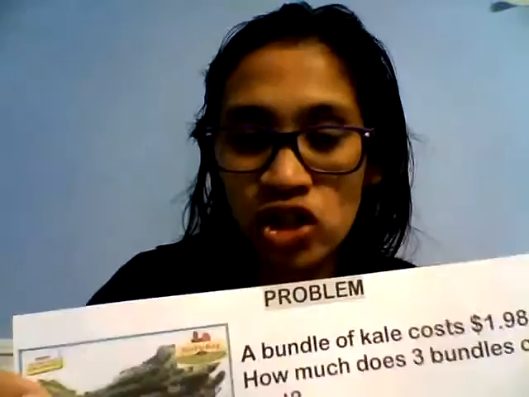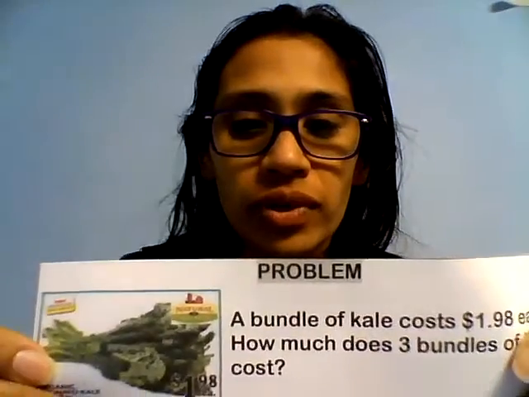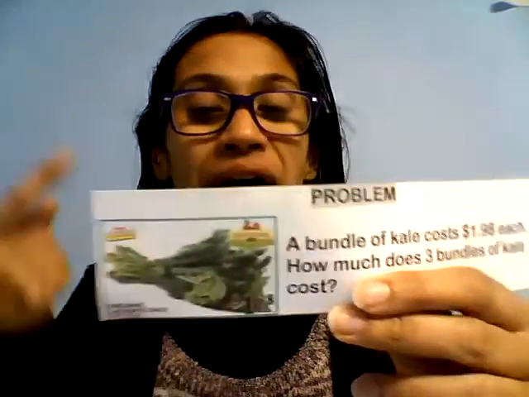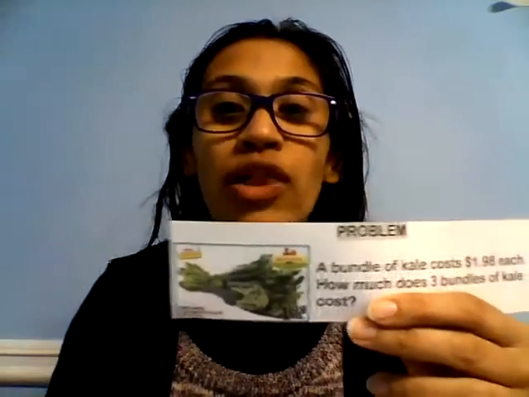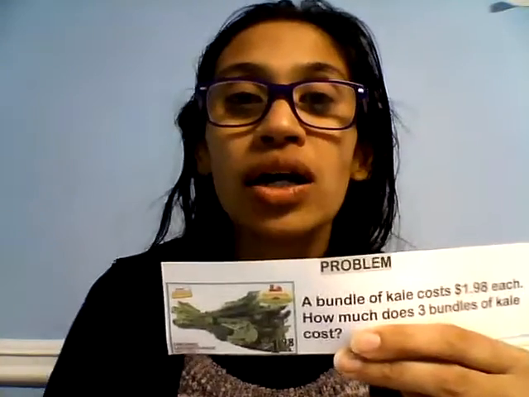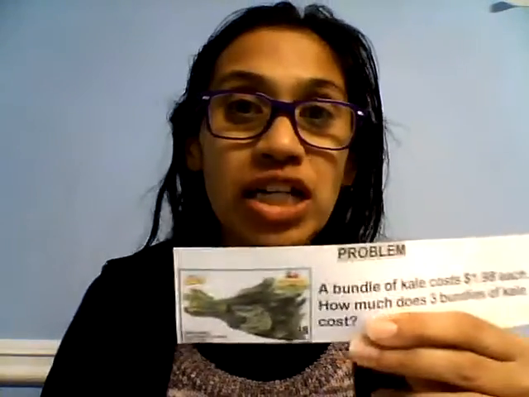So to solve and check, let's see. Imagine one of those is $1.98, and we need 3 of those. What operation can you do? There are 2 things you can do. You can either add $1.98, $1.98, $1.98. You can add that 3 times. Or you can multiply. It's the same thing as multiplying.